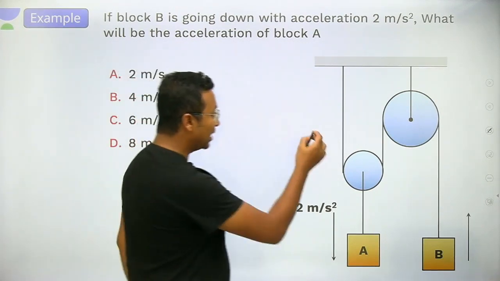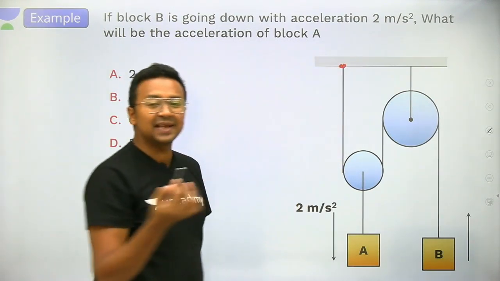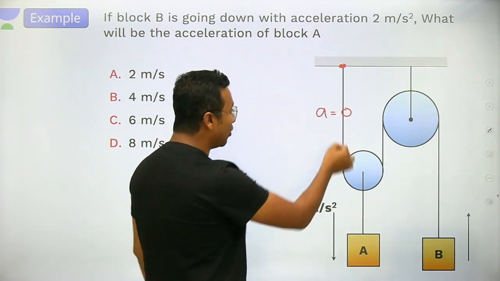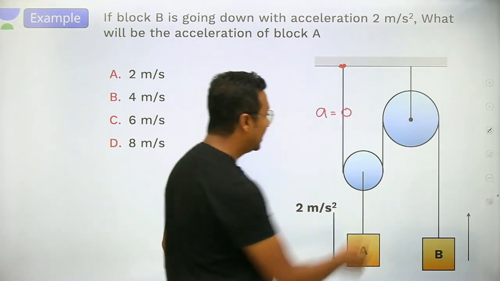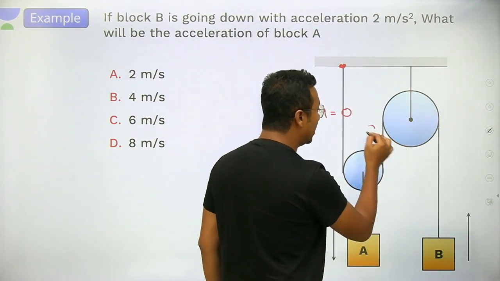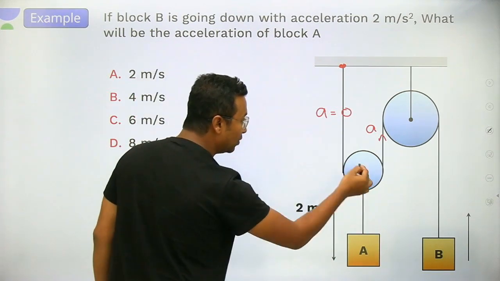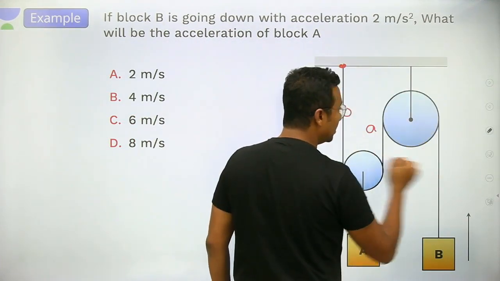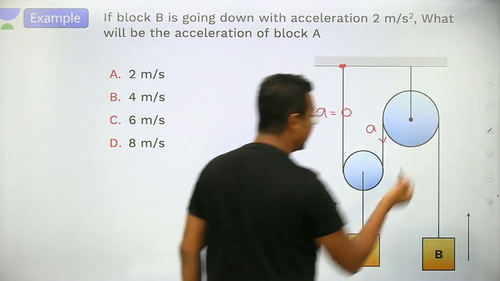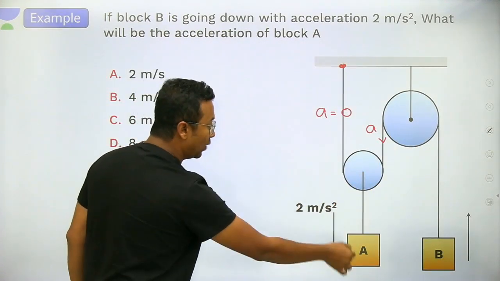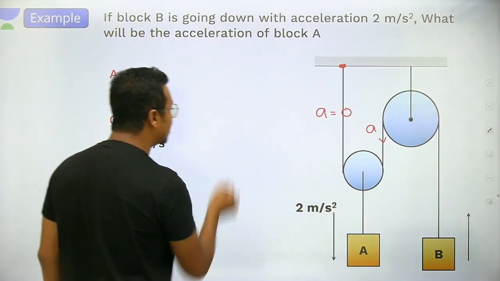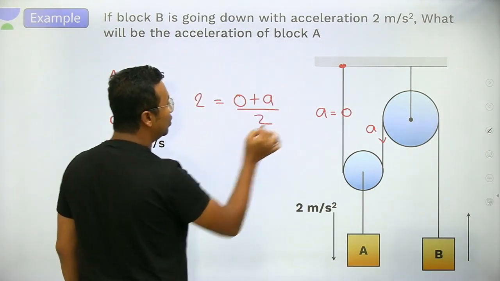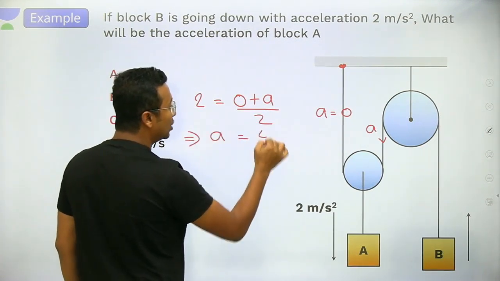Simple idea. Now see, this end is fixed. So acceleration of this part will be equal to 0. Any point we will take to be equal to 0. Let's say the acceleration of this is equal to A. By the way, let me put it in the downward direction itself. So if this is going down with an acceleration of 2 meters per second square, can I write down 2 will be equal to 0 plus A divided by 2, which implies A will be equal to 4 meters per second square.